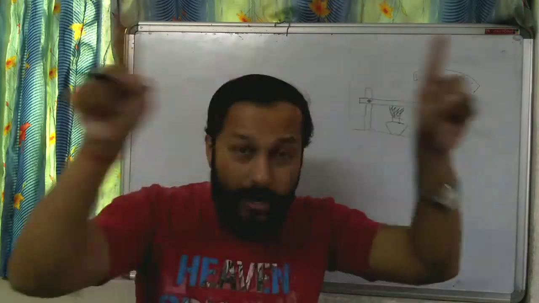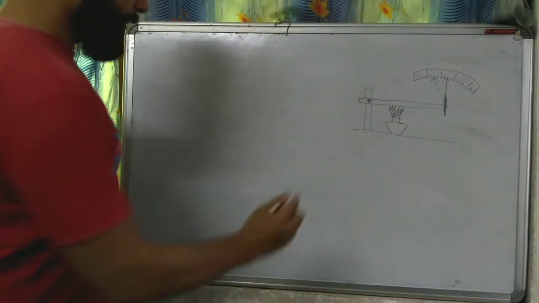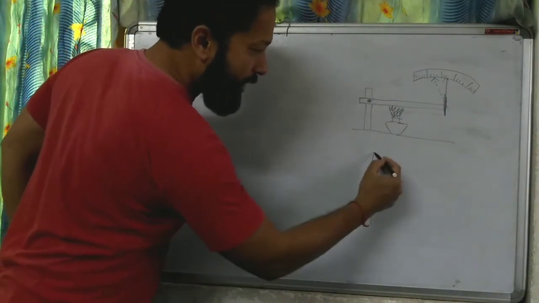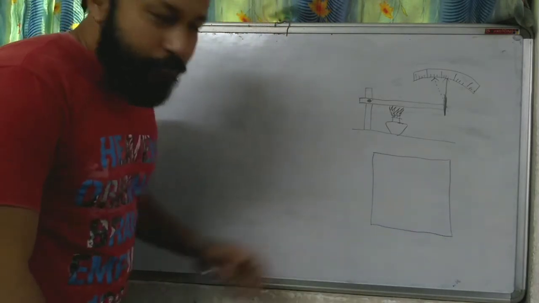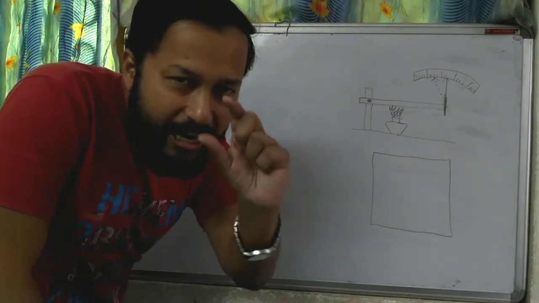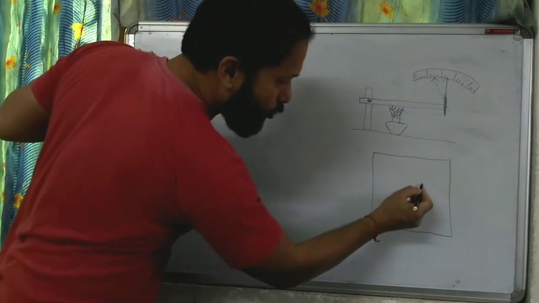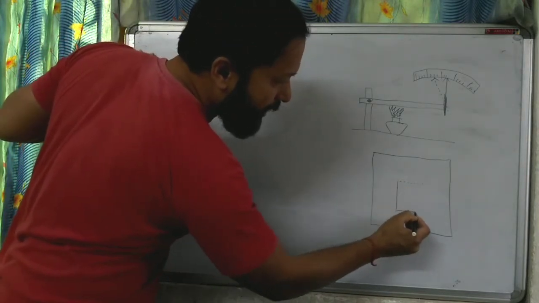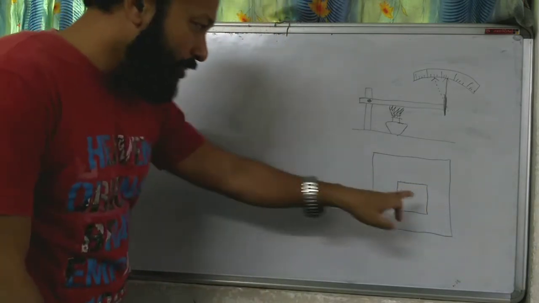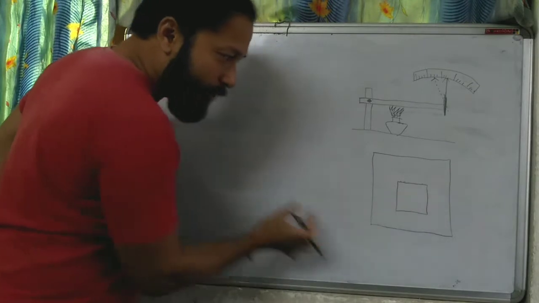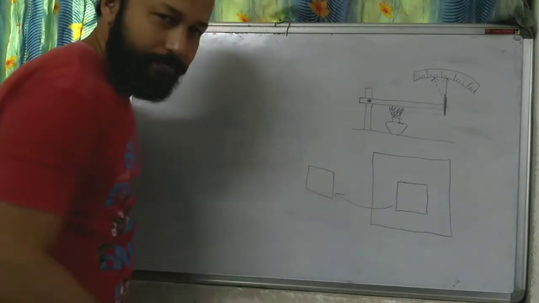Now I will take a metal plate. From this metal plate I will cut another, square shaped metal plate. So this is the square shaped metal plate I am cutting, and I will take out this metal plate here. This one I have taken out.